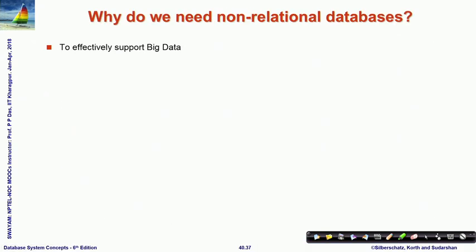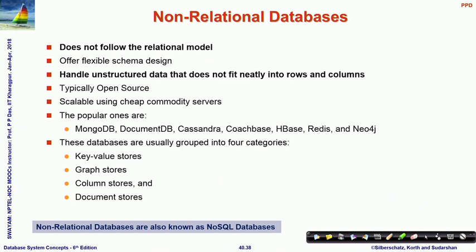So, we need the non-relational databases to effectively support big data. That is the one major reason that you will need big data. So, the non-relational databases, certainly as the name suggests, do not follow the relational model. They offer flexible schema design. The schema may itself change while the database is evolving, which is not the case in the relational. Schema is fixed, only the data can change, but here the schema itself can change.